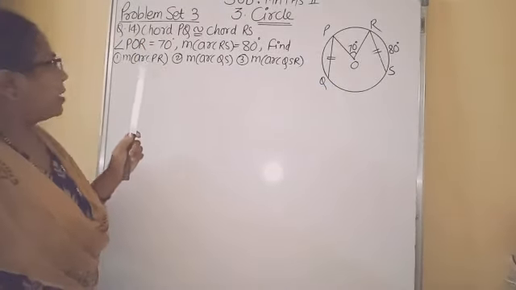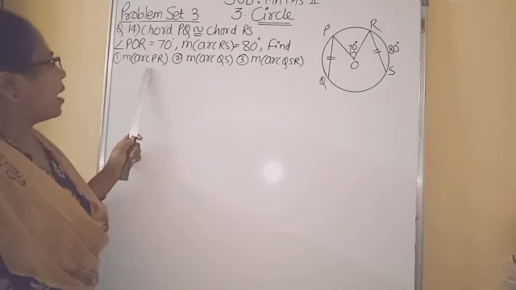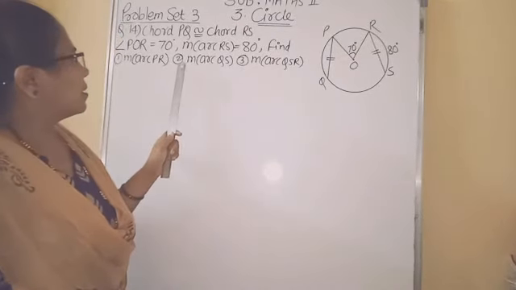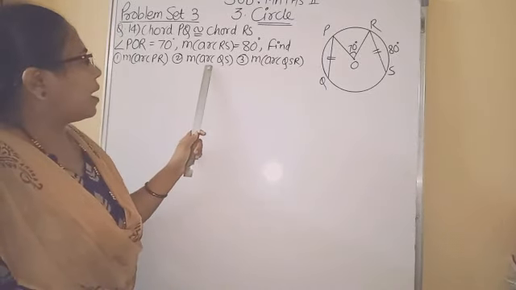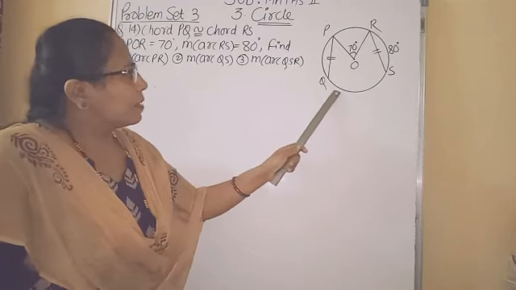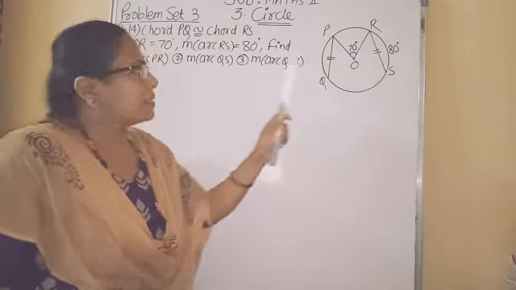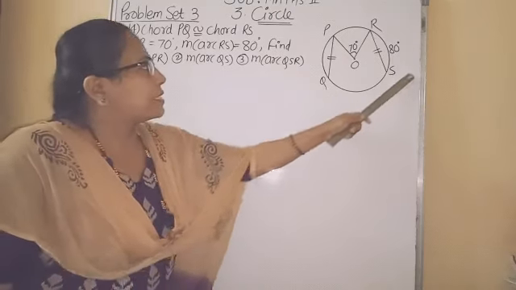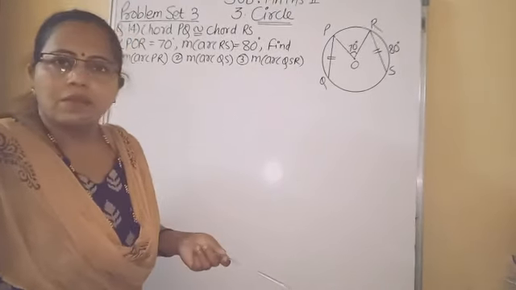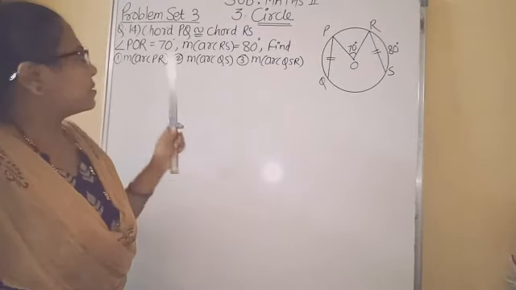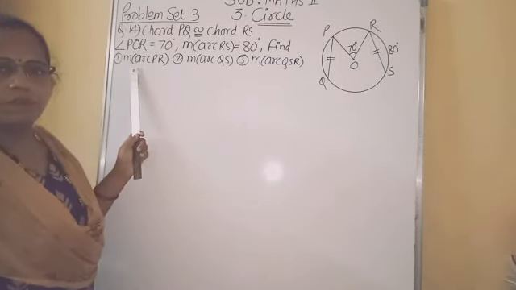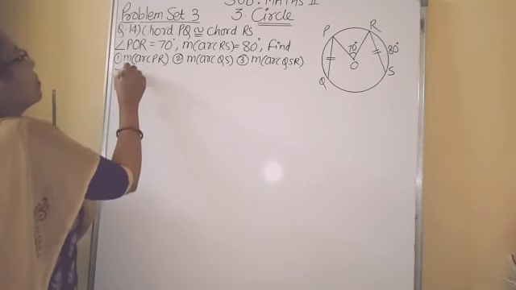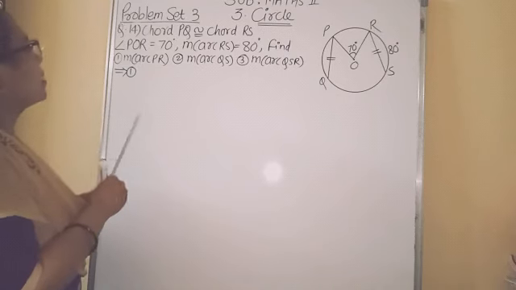So we have to find, first, the measure of arc PR. Second, the measure of arc QS. And third, the measure of arc QSR. Followed? So let us start with the first solution. We have to find the measure of arc PR.